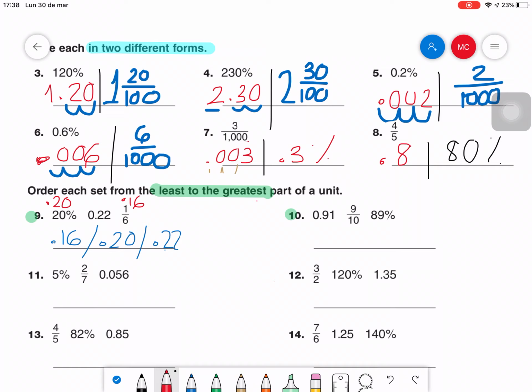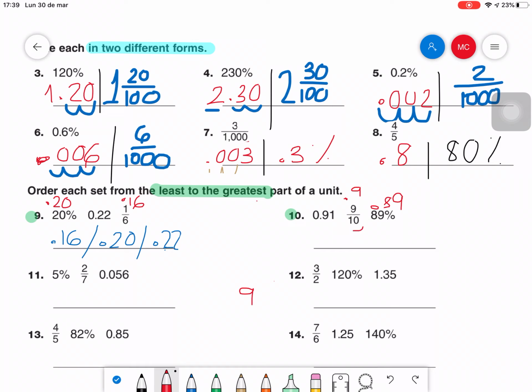So next one, 0.91. It's already done. 89% will be 0.89. Oh gosh, it doesn't look like a point. Now it does. Kind of. Okay, now 9/10. You know how to do that without dividing, but if you are not good at doing that, you can divide anytime. So as it is 10, I know that it will be 0.9. Let's try by dividing to see if we did it properly.